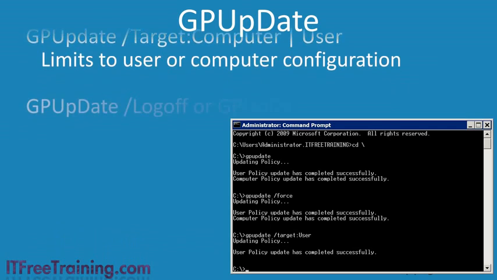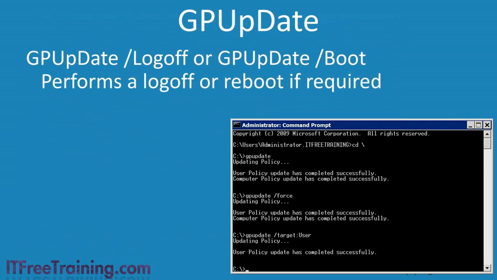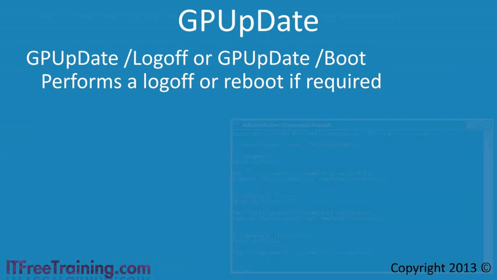However, if you want group policy to automatically log off the user or reboot the computer, you can add either the /logoff or /boot parameter. You can see that when you are making a lot of changes in group policy, gpupdate is a useful tool to speed up the process.